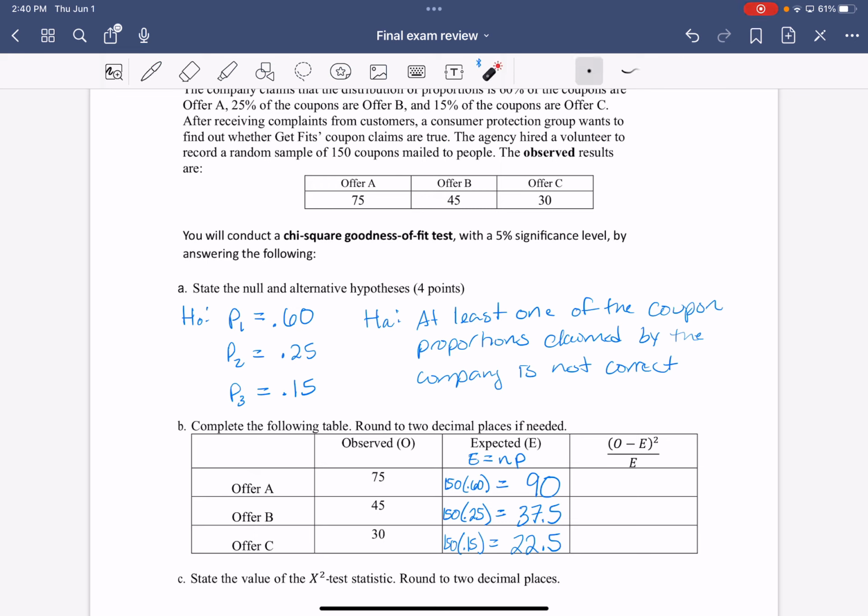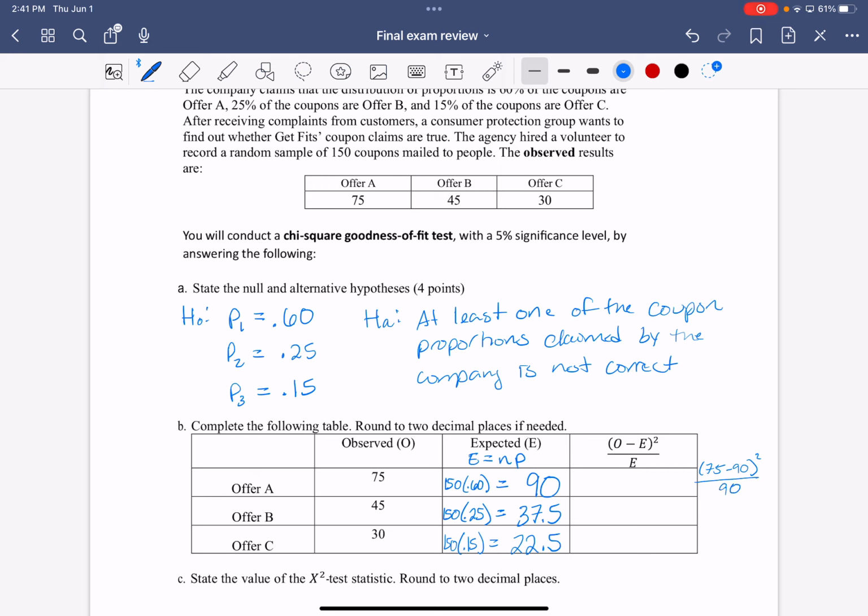And then lastly, we use this formula here to determine the contribution, where O is the observed, this column, and E is the expected, which we just calculated. So you substitute it in. I'm not going to write it out for every single one, but I'll just do it for the first one because of the space. So for the first one, you'll do (75 minus 90) squared all over 90.